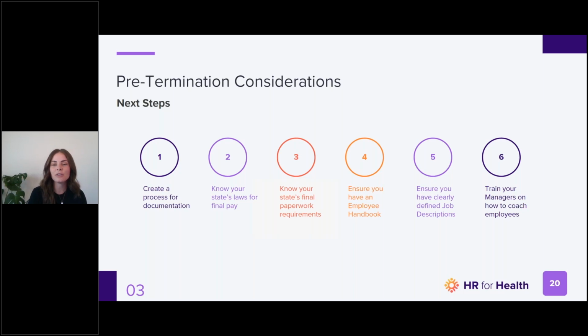And then the next one, of course, if you have managers in your practice, you want to make sure that you're training them, one, on all of the things we just discussed, but also on how to coach employees. So if someone is having a performance issue, how to coach them on how to improve, just coaching them in general on how to follow all of your new protocols that you've put in place.